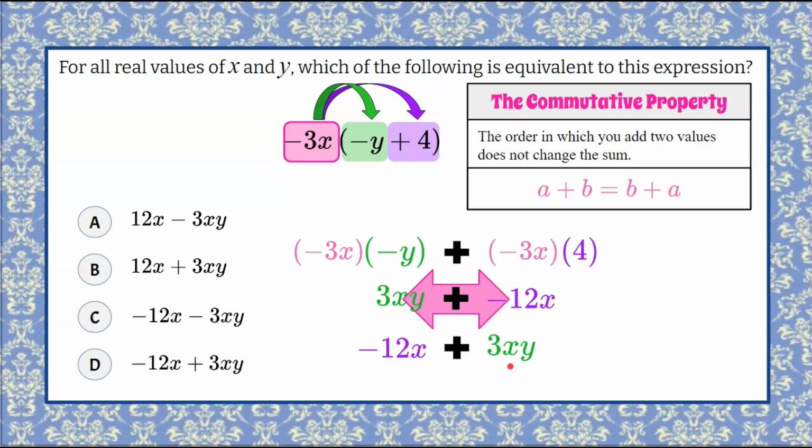Now let's go look at our answer choices. So we can see we have a negative 12x, so it's going to be C or D, and we're adding 3xy. So that is answer choice D. Negative 12x add 3xy is our answer, and that is equivalent to the given expression after we have applied the distributive property and the commutative property.